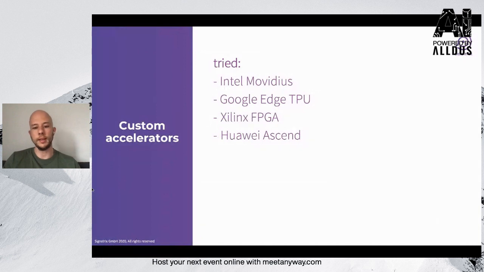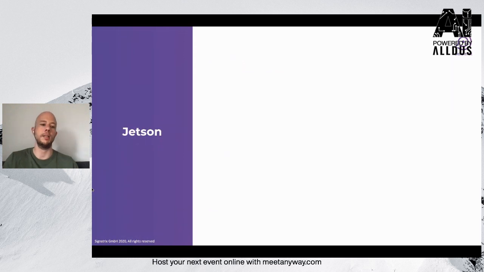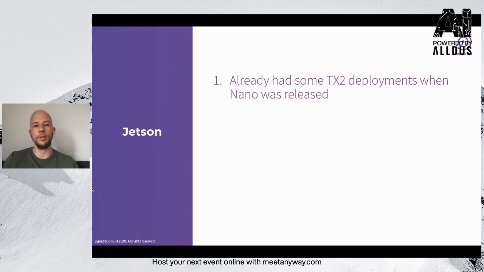Then we looked at the Huawei Ascend, which is their new accelerator family, which is very performant, but the software is not there yet, and we have no time to wait for it. And a few other things that I can't talk about. In the end, what remained were mixed feelings. The best feeling we have is about the Google Edge TPUs, and some of the other ones might also be relevant, but for now we decided that there are too many trade-offs compared to the Jetson devices, which is why we went with them.